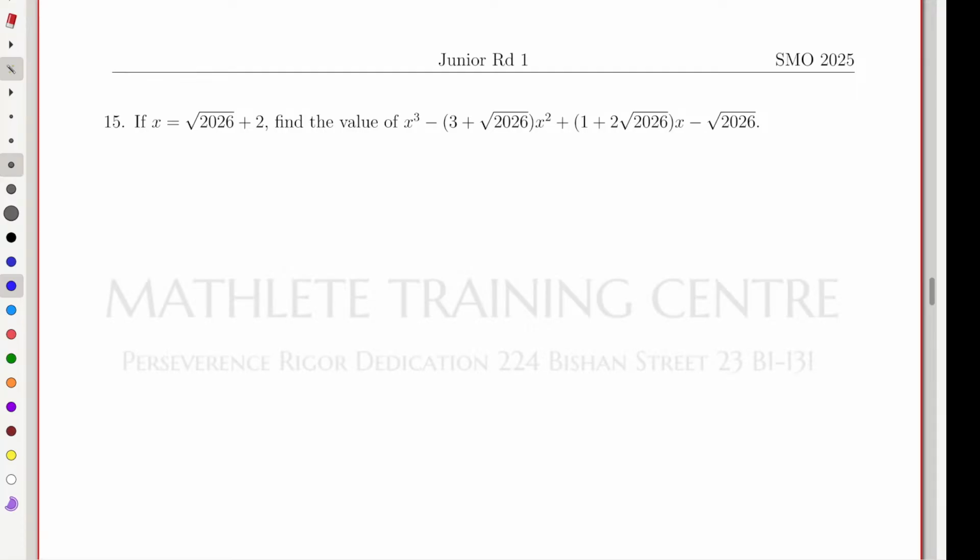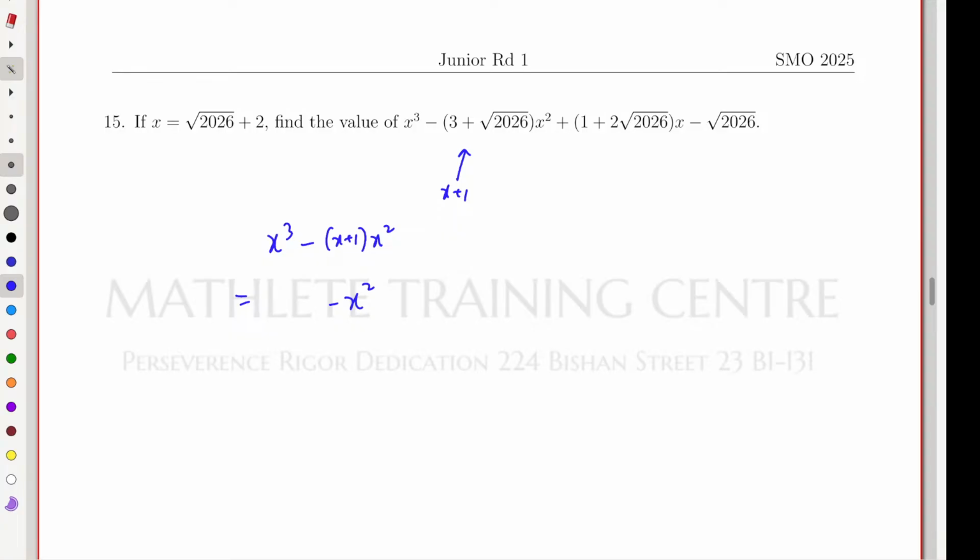Okay, question number 15. Even though it looks very scary, actually it's not too scary. The trick is that every time you see something related to x, you want to replace it. What do I mean by that? Let's take a look at the right hand side. I noticed that 3 plus square root of 2026 looks like x. In fact, it is exactly equal to x plus 1. So my first step is I will try to do x cubed minus x plus 1 of x squared. Okay, so that's equal to minus x squared.